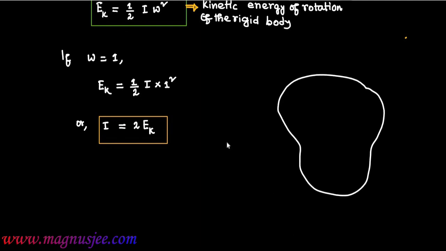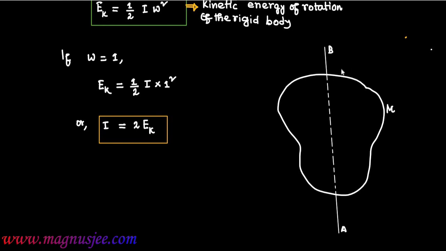So this is a rigid body which rotates about an axis AB. This is the axis of rotation about which the body rotates. AB is the axis of rotation. M is the mass of the rigid body which rotates in the anticlockwise direction with unit angular velocity, omega equals 1. In this case, moment of inertia I will be equal to twice Ek, twice the kinetic energy of rotation.